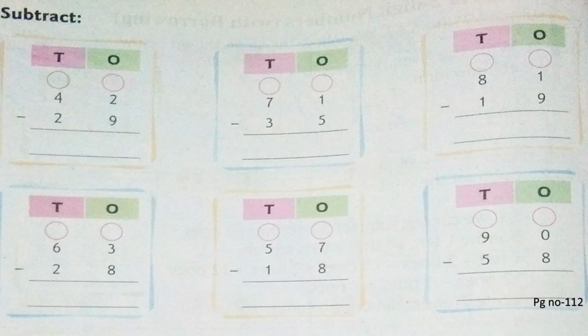Children, take out your composite book, turn to page number 112. Let's solve a few more sums here. Let's go to the first sum. Here 42 minus 29. All the sums we are solving here are with carryover, because we see the smaller number is on the top and the bigger number is at the bottom in ones place.